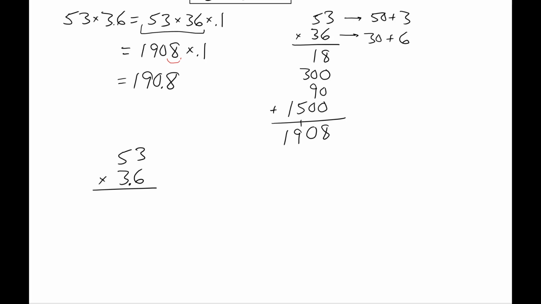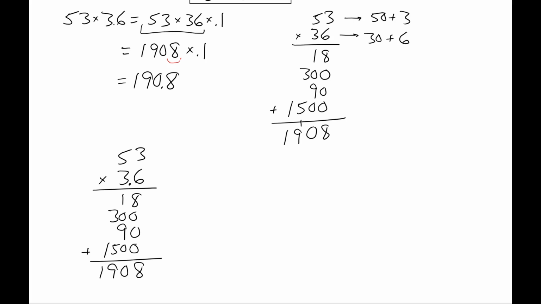Okay, so if I just ignore this decimal point in 3.6 and pretend like I'm multiplying 53 and 36, I would do it exactly like I just did it. I would get all of these exact same numbers: 18, 300, 90, 1500. Because remember, I'm ignoring the decimal point. And then I would add them up, again, just like I did before. I'd get 1,908 when I add them up.